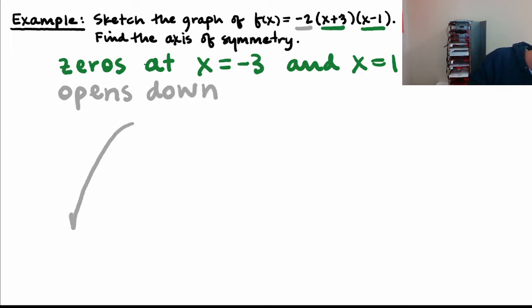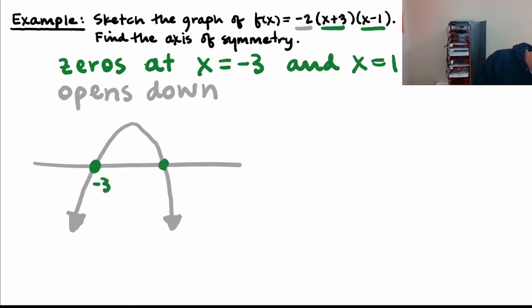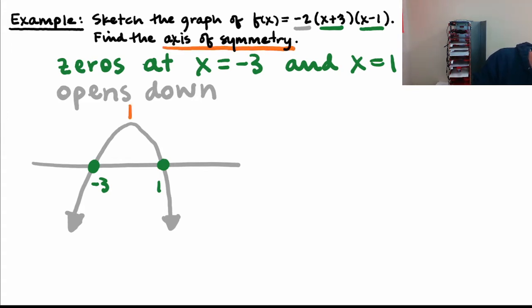Okay. So I'm going to draw myself a downward opening parabola, and I'm going to label its x-intercepts. Okay. X equals -3 and x equals +1. Now, if I wanted to find the axis of symmetry, I can see it. It's right here. It's halfway in between the zeros.